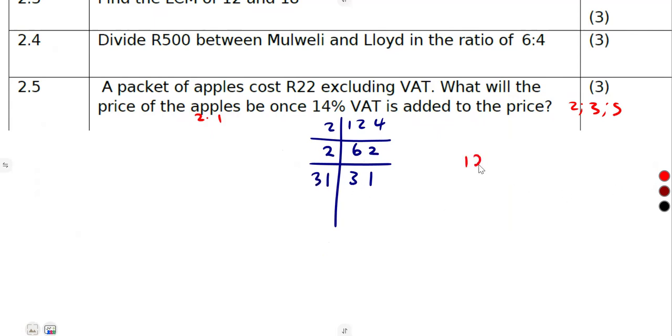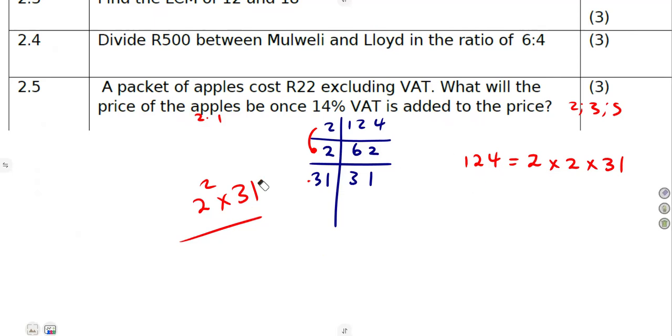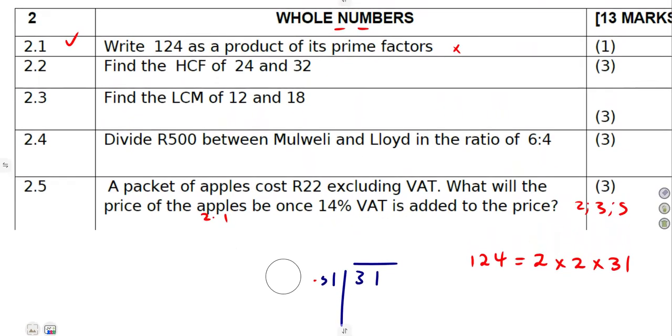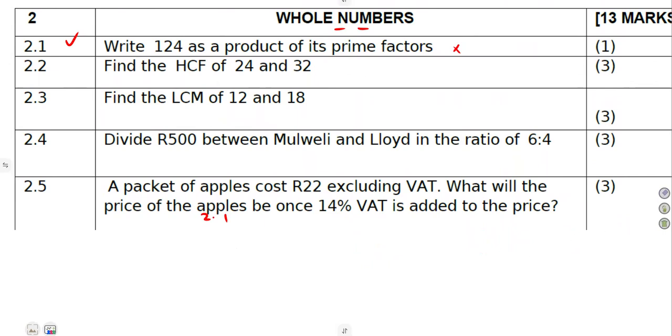All right. So 124 is simply 2 times 2, which is 2 squared. Or you can write 2 times 2 times what? 31. Or 2 squared times 31, like this. It is up to you the way that you're going to present your answer. All right. Very sorry for that, guys, of having 124 like that.